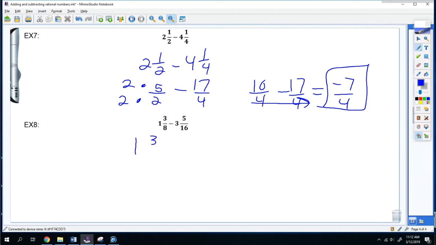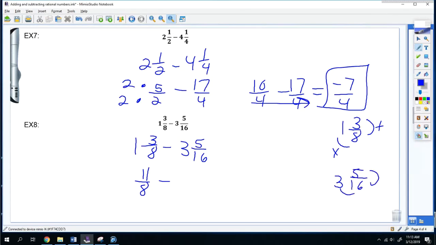You're going to do 1 3/8 minus 3 5/16. Okay. So we're going to change 1 3/8 to an improper fraction. So 1 times 8 is 8, plus 3 is 11, so it'll be 11/8. You're going to do 3 5/16. So you're going to do 3 times 16 and then add 5. So 3 times 16 is 48 plus 5 is 53. So you're going to be 53 over 16.